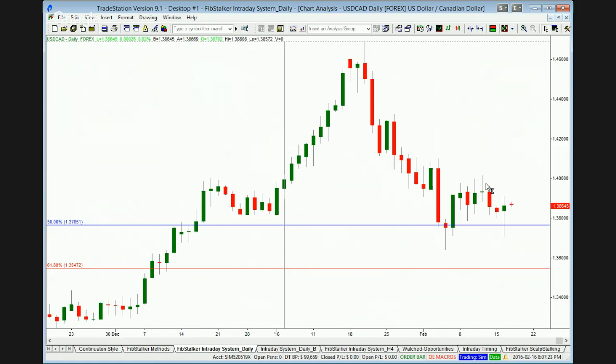When we look at the FibStalker timing on the smaller time frame, as soon as the sequence of measured moves on the 30 minutes has failed, this move lower here has failed, the market had no one pushing this market lower, and the weekly time frame could actually take over. Okay, now does that mean that this 137.65 is not going to be retested? Of course, we cannot guarantee that.